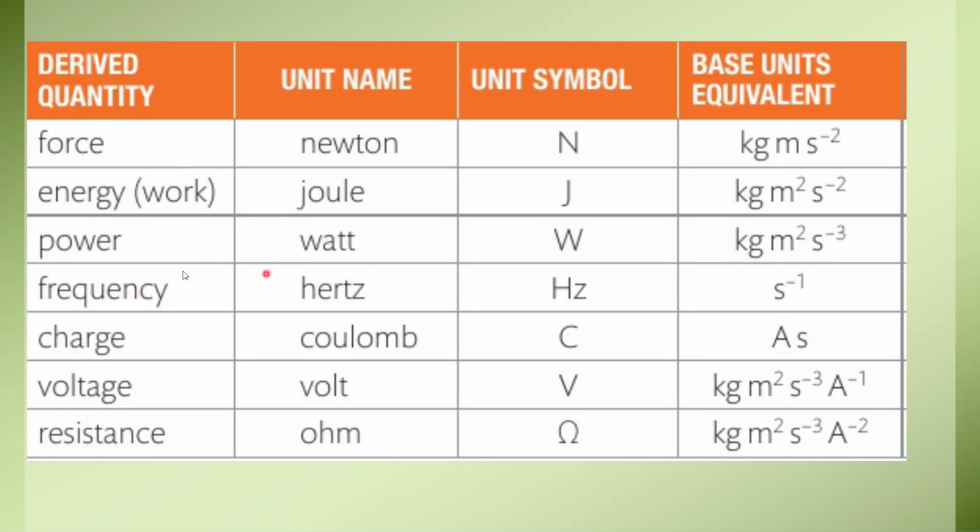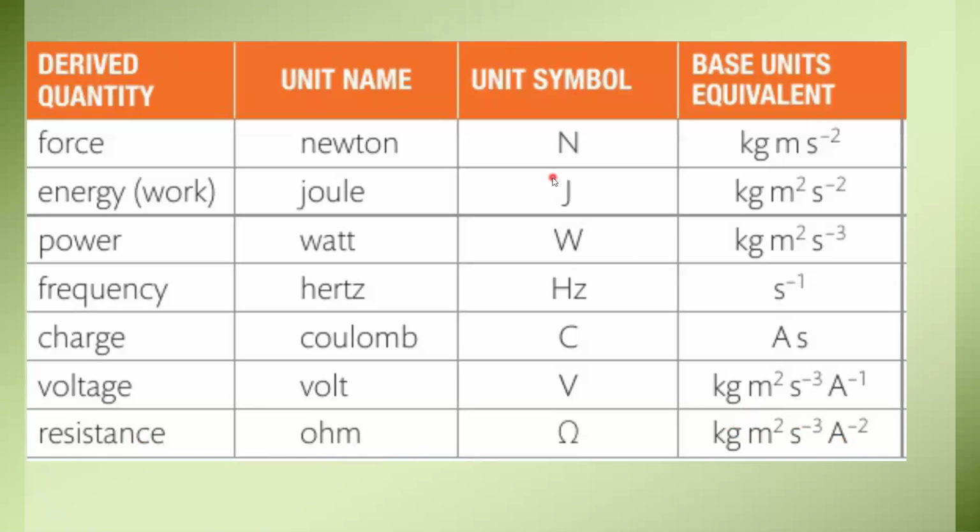We have frequency, the derived unit is hertz, but the base unit is second inverse. For charge, the derived unit is coulomb, but the base unit is ampere second. Same thing for voltage: the derived unit is volt, but the base unit is kilogram meter square second raised to power minus 3 ampere inverse. And the resistance is equivalent to kilogram meter square second raised to power minus 3 and ampere raised to power minus 2.